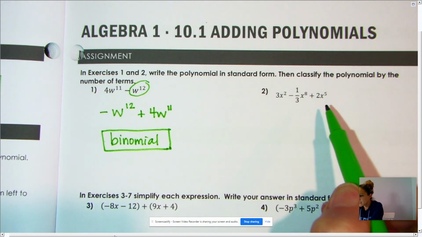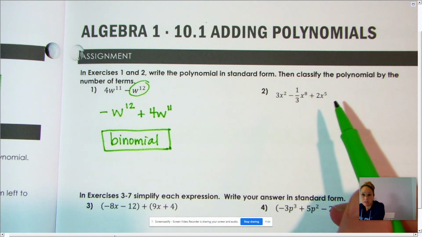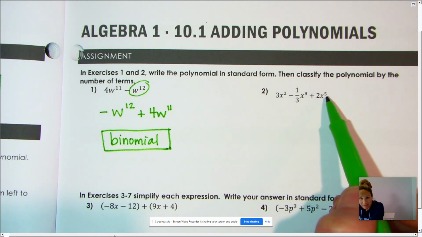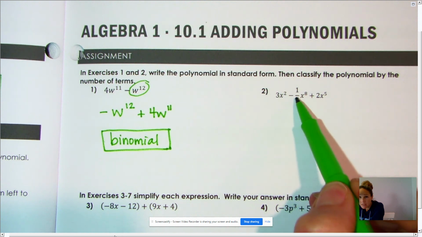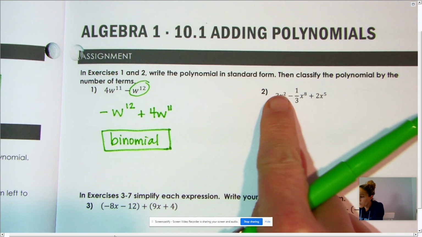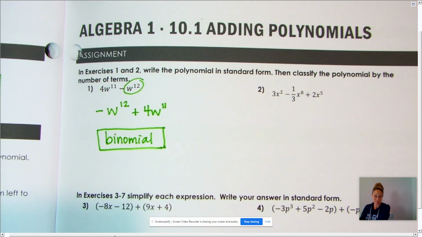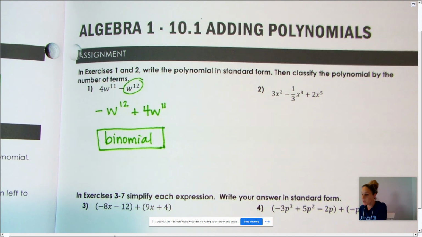Question number 2, you guys can do on your own. Remember to start with the highest exponent and then go down to the next highest one and then end with the lowest exponent. And then this one has 1, 2, 3 terms, so this would be a trinomial. Okay, so a little hint for question 2 for you.